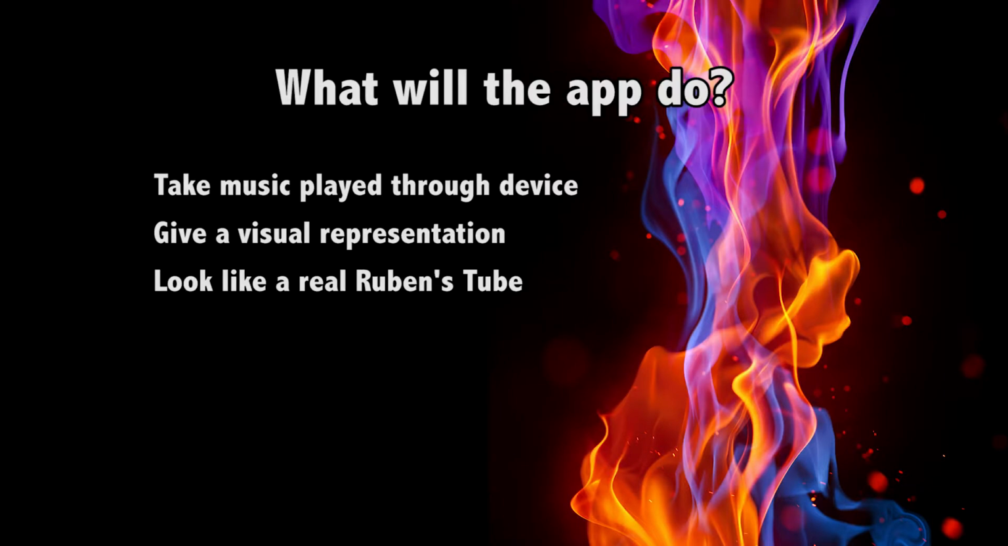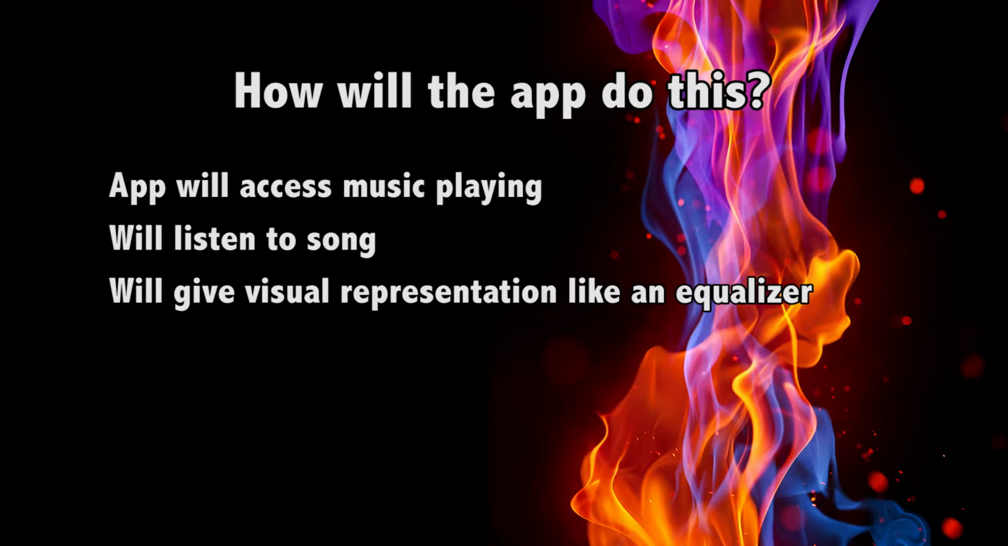What the app will do is take the music played from your device and give you a visual representation that will look and feel a lot like a real-life Rubens tube. It will do this by accessing the music that you're playing and essentially listening to it, and then giving a visual representation of the music similar to an equalizer, or as stated, a Rubens tube in real life.